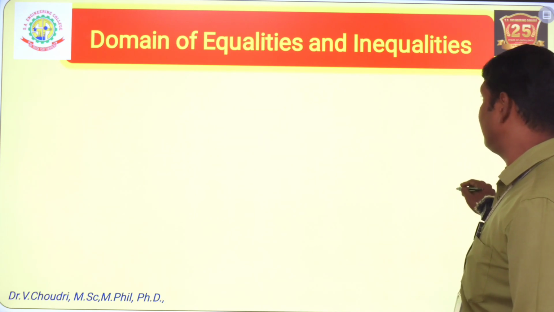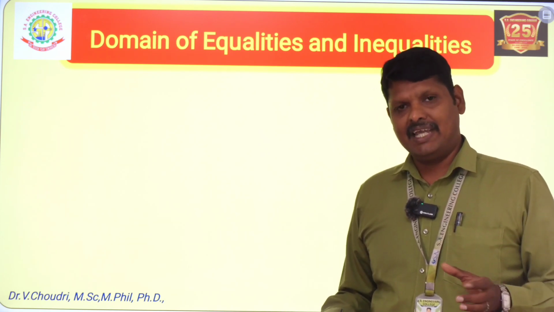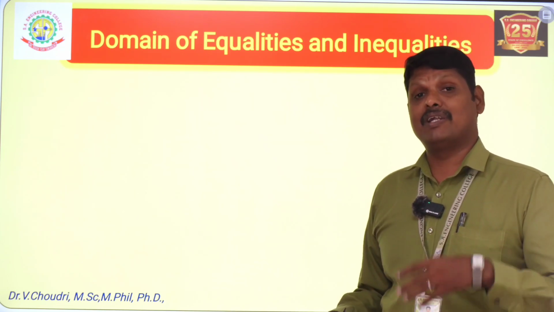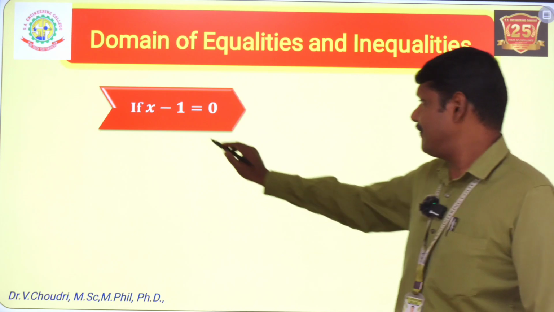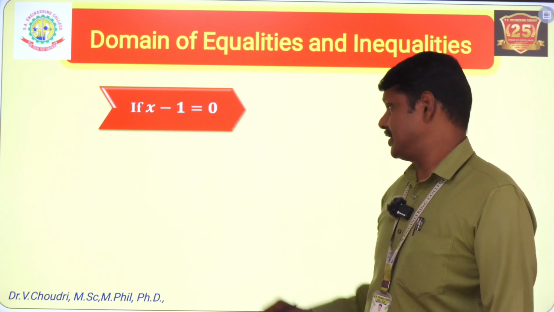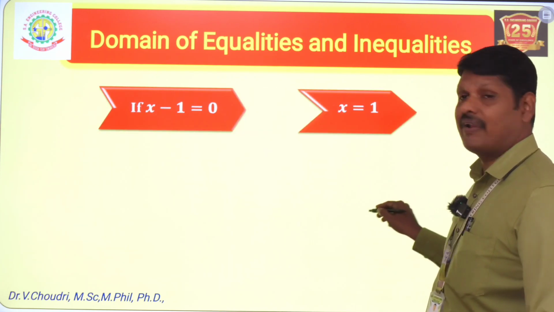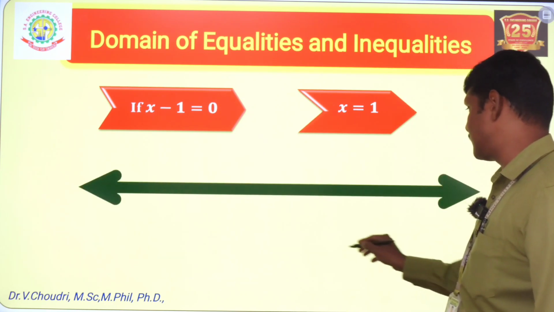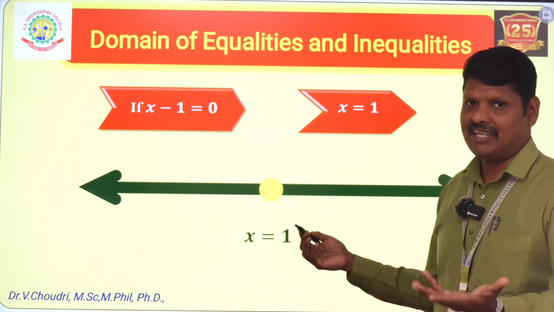Next, domain of equalities and inequalities. When you represent the equation, when you represent the function, it comes with the symbols equal to and inequalities. How do we define the domain? Let us see. If x minus 1 equal to 0, this is for equality. This function equal to 0. So what is the answer? x equal to 1. If it is x equal to 1, how do we define the domain? Only x at 1. So in the x-axis we represent only x value equal to 1. So here there is no need of mentioning intervals.